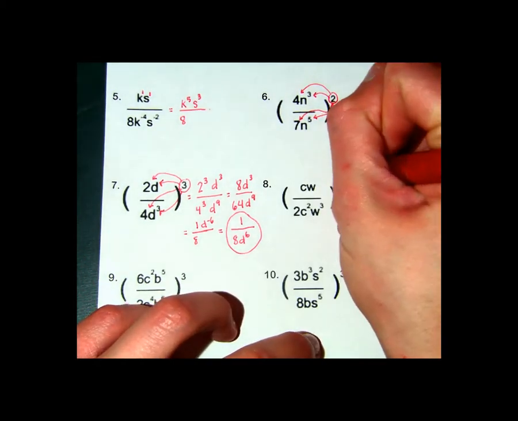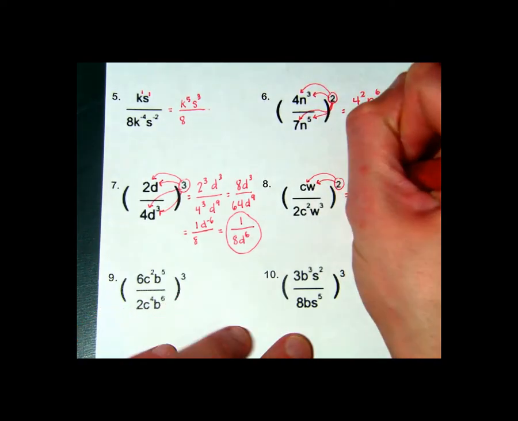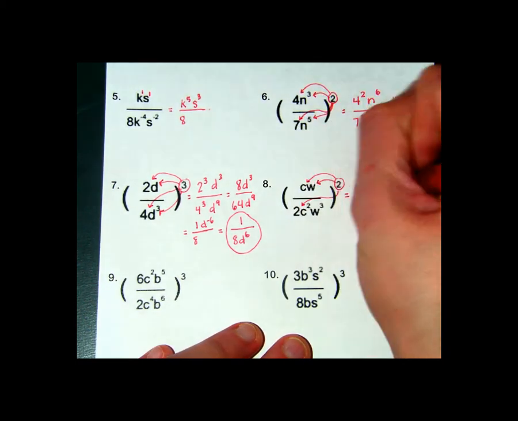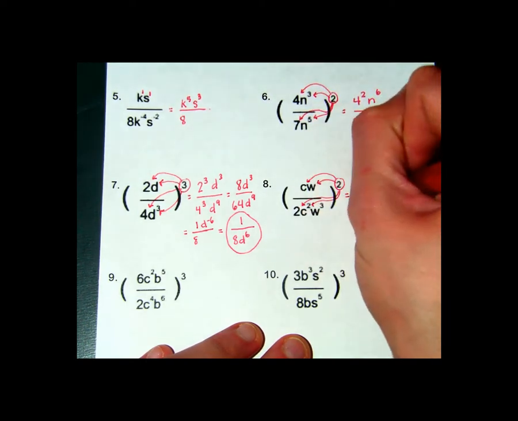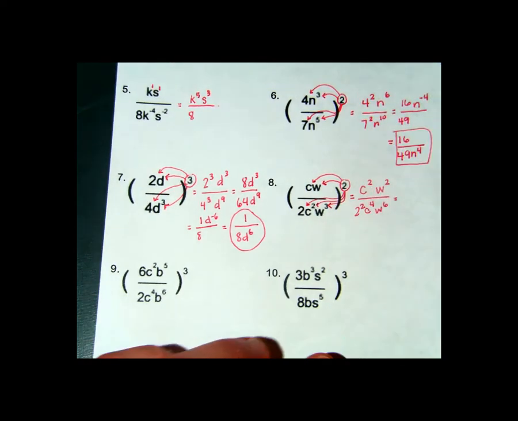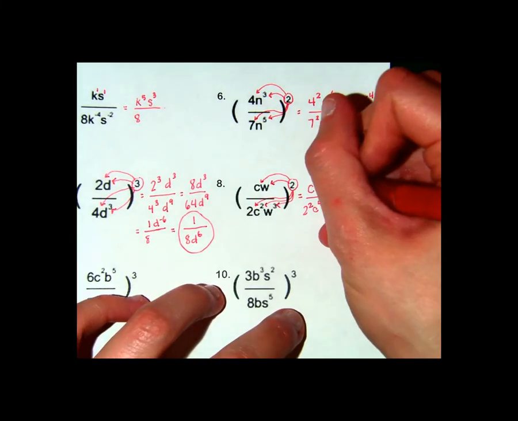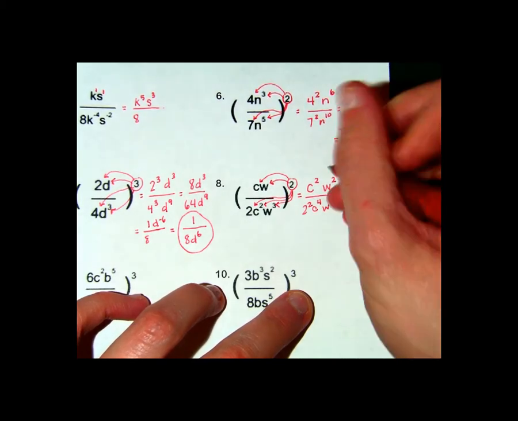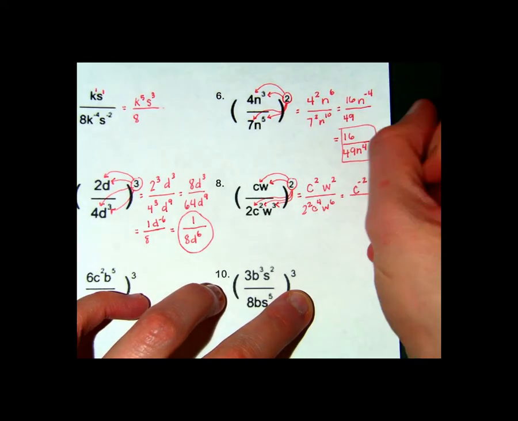I've got 2 to distribute. C squared, W squared, over 2 squared, C to the 4th, W to the 6th. C, 2 minus 4 is negative 2. W, 2 minus 6 is negative 4. And 2 squared is 4.